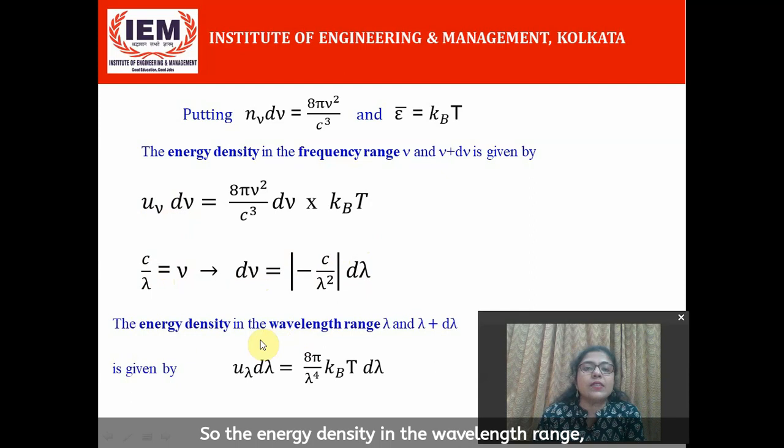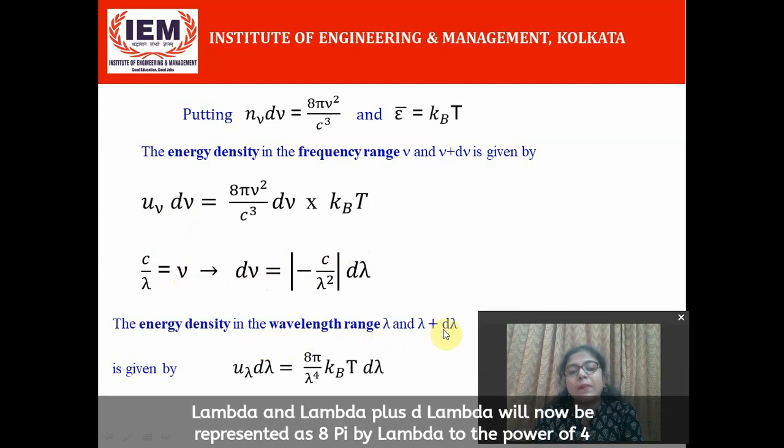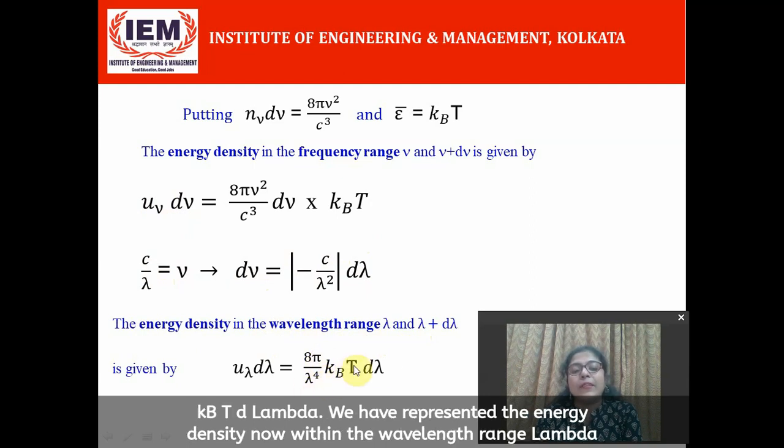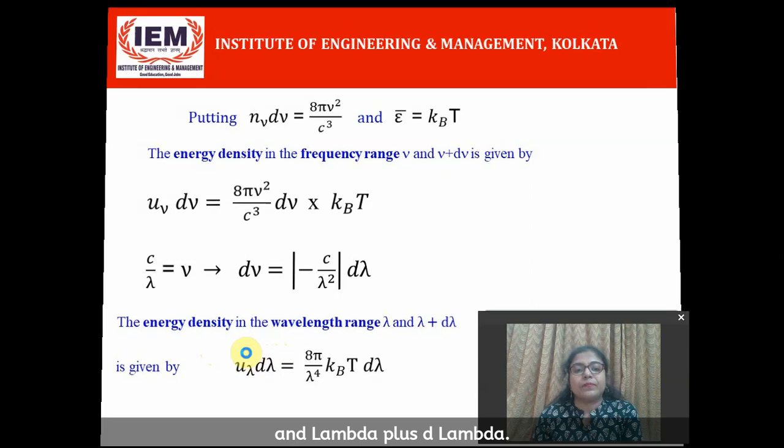So the energy density in the wavelength range lambda and lambda plus d lambda will now be represented as 8 pi by lambda to the power of 4 kBT d lambda. So we have represented the energy density now within the wavelength range lambda and lambda plus d lambda.